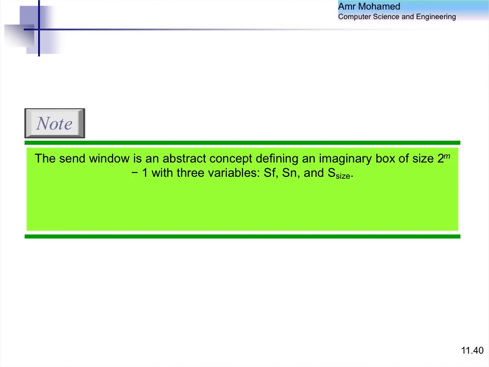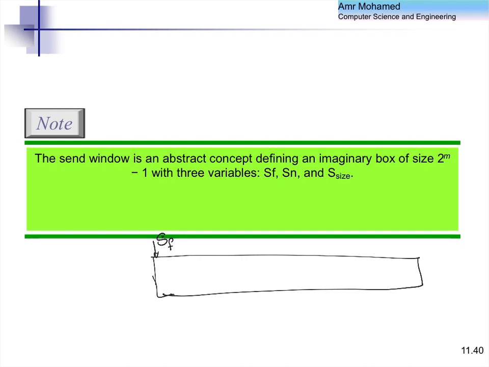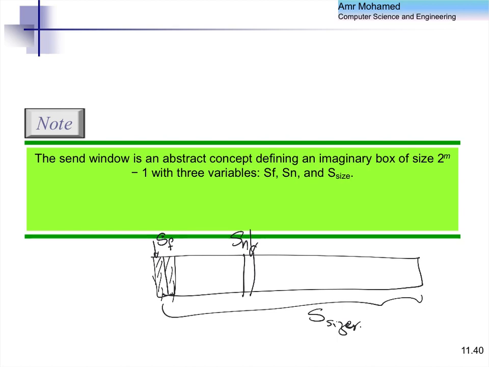Okay, so the window is characterized by 3 different parameters now. Of course, SF, which always points to the first frame, which may have been sent already. The SN, which points to a frame that I'm currently sending, and of course the S size, which is the size of the window, the capital N, which is part of the name Go-Back-N. Okay, so these are the 3 parameters.